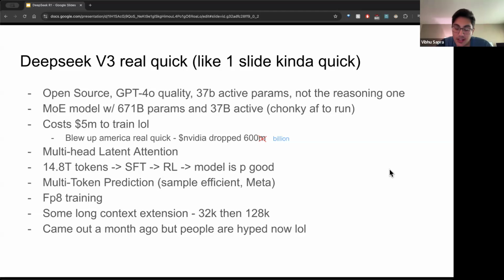Okay, what is FP8 training? So, mixed precision training. Before, we used to train in full precision, then half precision, then we started, oh shoot, we can do FP16. Now we cut precision again.